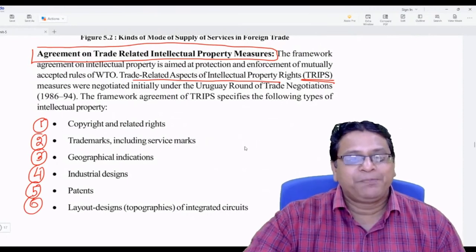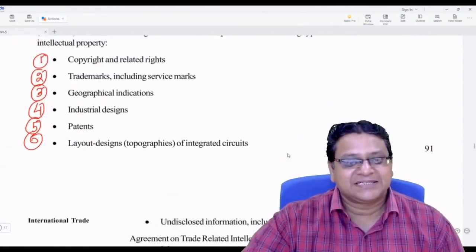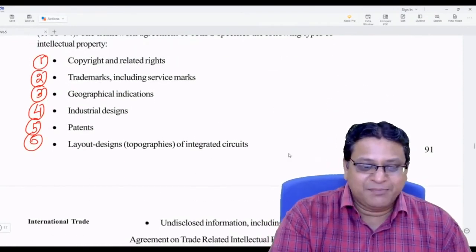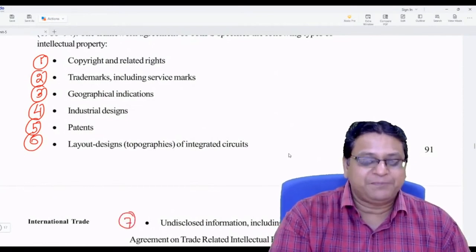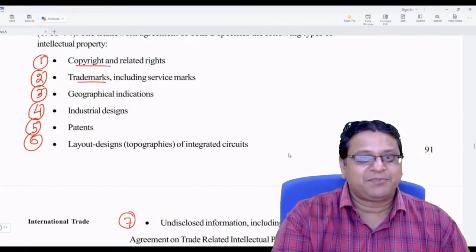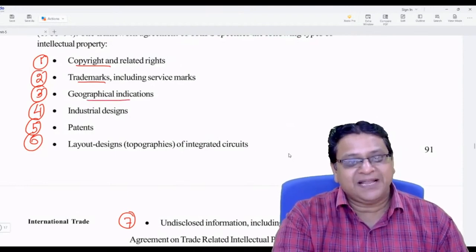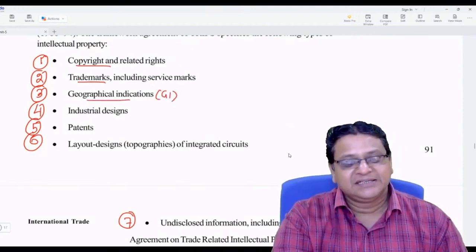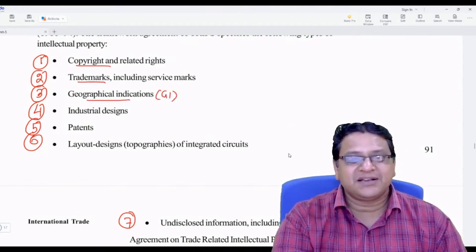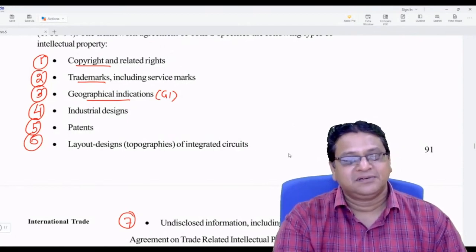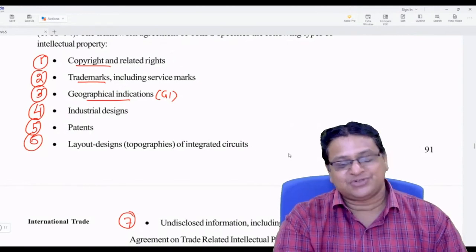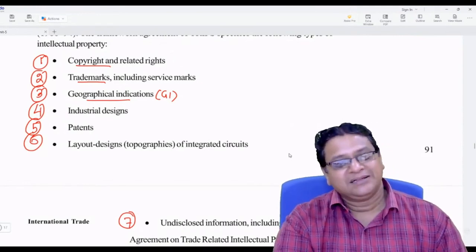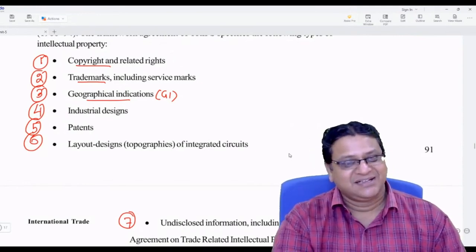First one is copyright and related rights. Then trademarks. Copyright is a type of IPR. Trademark is a type of IPR. Geographical indicators, GI, for example Banarasi Paan. Bengal Rasagolla, Odisha Rasagolla, these are GI tags.